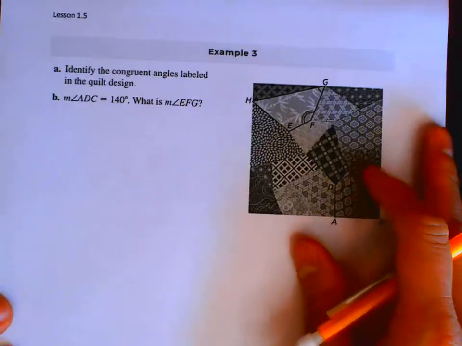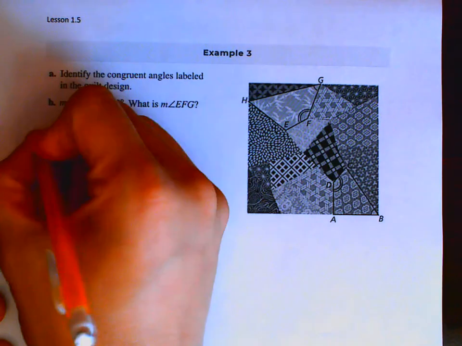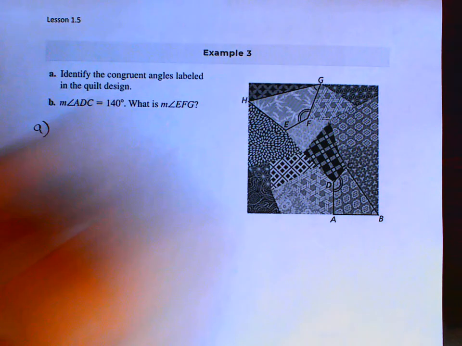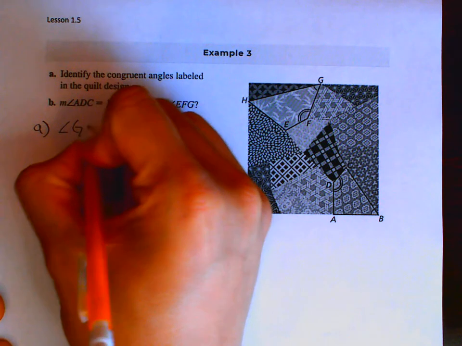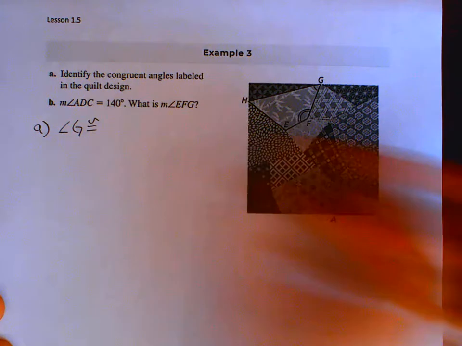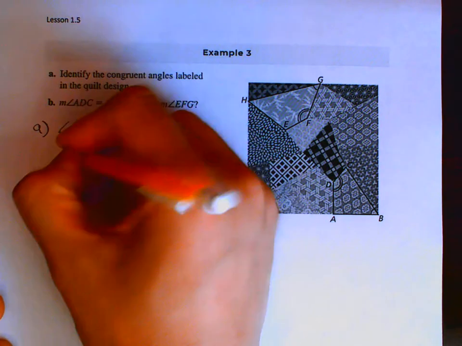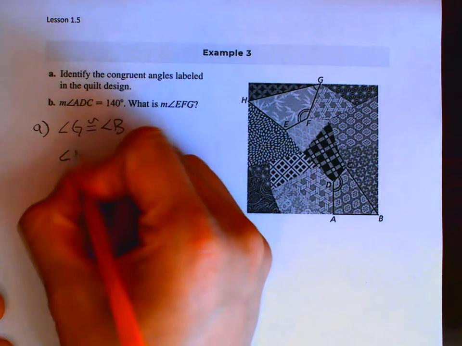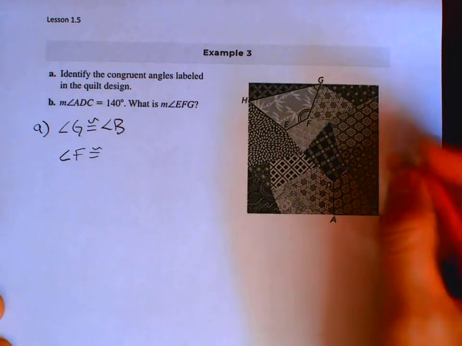So let's look at A. A is asking me to identify the congruent angles. So I have angle G congruent to angle B and angle F congruent to angle D.